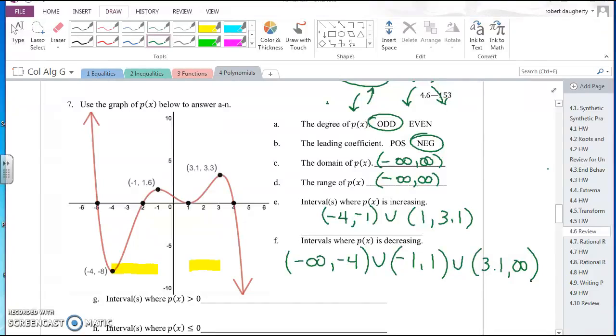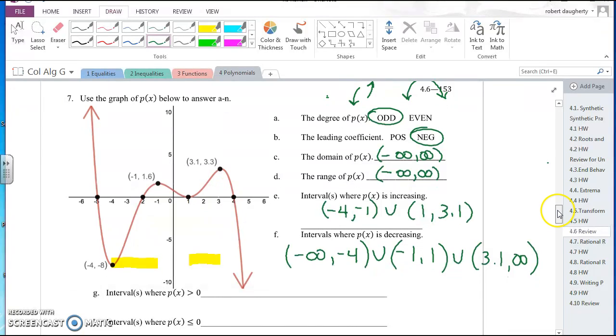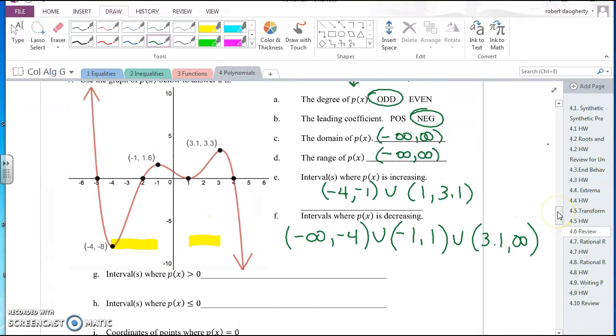Some people tend to write it decreases 3.1 to negative infinity, but you're traveling on the x-axis. You're not traveling on the y-axis here. So this is an x interval. So x values from 3.1 out to infinity, the graph goes down. So it is decreasing. Intervals where the function is strictly greater than 0.